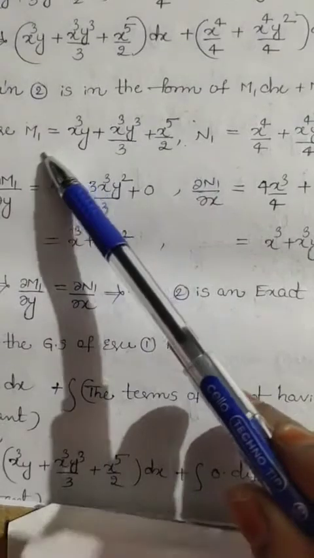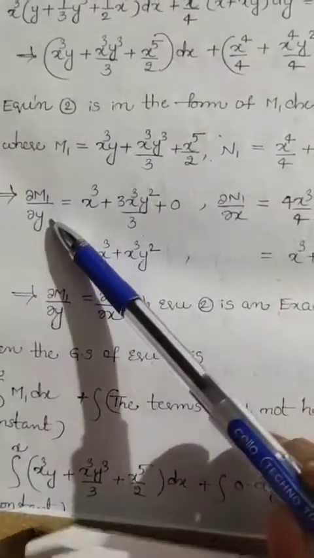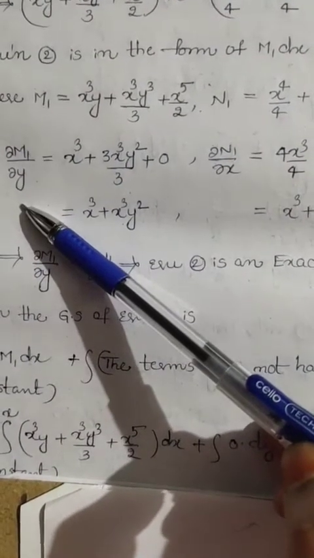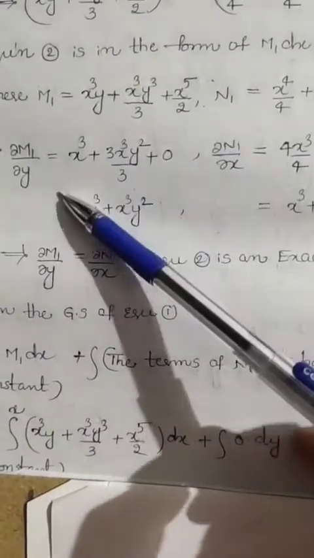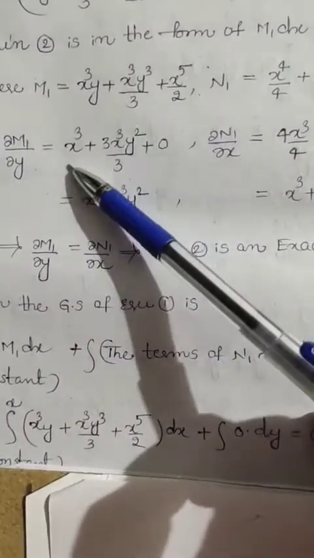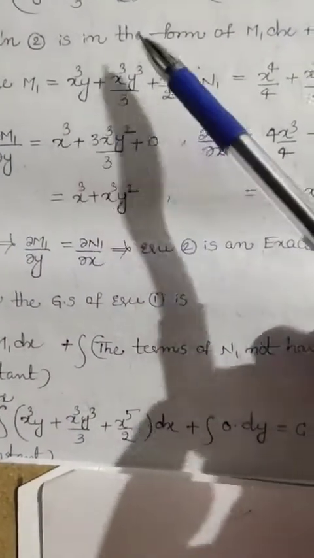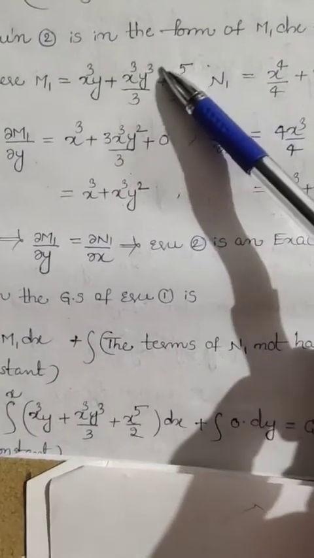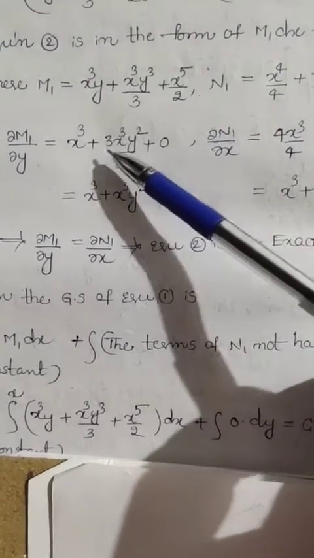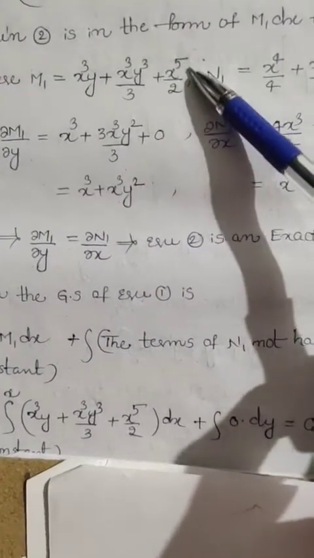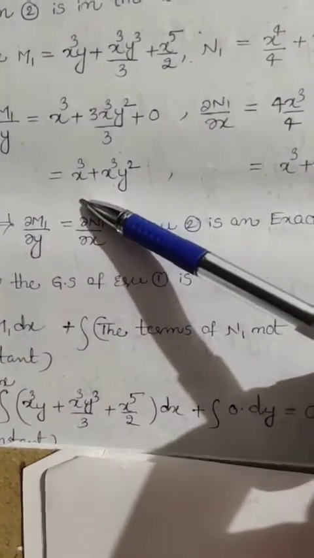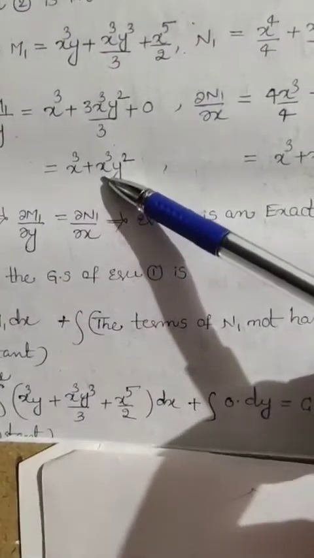The partial derivative of M1 with respect to y is dou M1 by dou y. Differentiating with respect to y, x cube is constant and the differentiation of y is 1, so x cube into 1 is x cube. Now x cube by 3 is constant, and the differentiation of y cube is 3y square, so 3 x cube y square by 3. Here there is no term of y in the last term, so it becomes 0. The 3s get cancelled, giving x cube plus x cube y square.